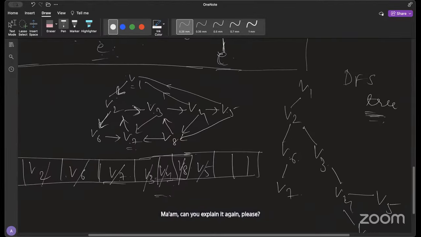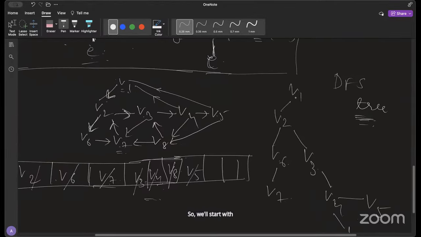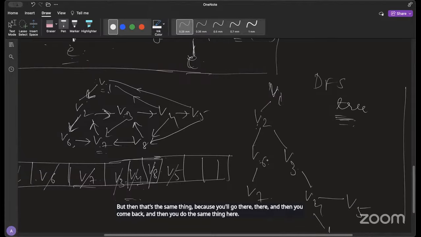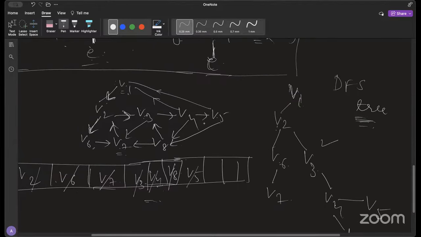The tree part. Okay, you start with V1. Then you go to the vertex that's directly connected to V1, that has an edge with V1. So V2 has an edge, you write V2 here. Then there are two directions to move in. One is V3, the other one is V6. I've taken V6. An alternate DFS tree could be V1, V2, and then you take V3 here. But that's the same thing because you go there, and then you come back and do the same thing here. Let's do this one first. So you go to V6 then.